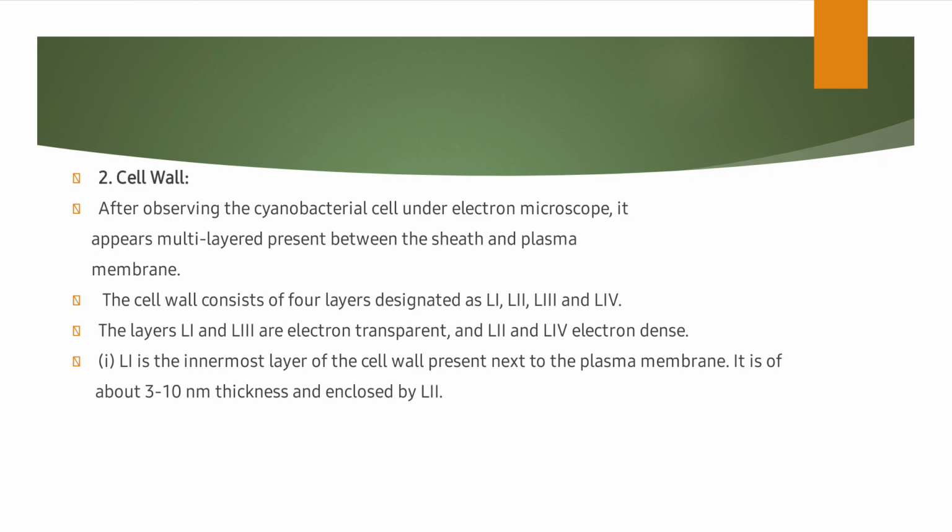Cell wall. After observing the cyanobacterial cell under an electron microscope, it appears multilayered, present between the sheath and plasma membrane. The cell wall consists of four layers designated as L1, L2, L3 and L4. The layers L1 and L3 are electron transparent, whereas L2 and L4 are electron dense. L1 is the innermost layer of the cell wall, present next to the plasma membrane, with a thickness of about 3 to 10 nanometer.